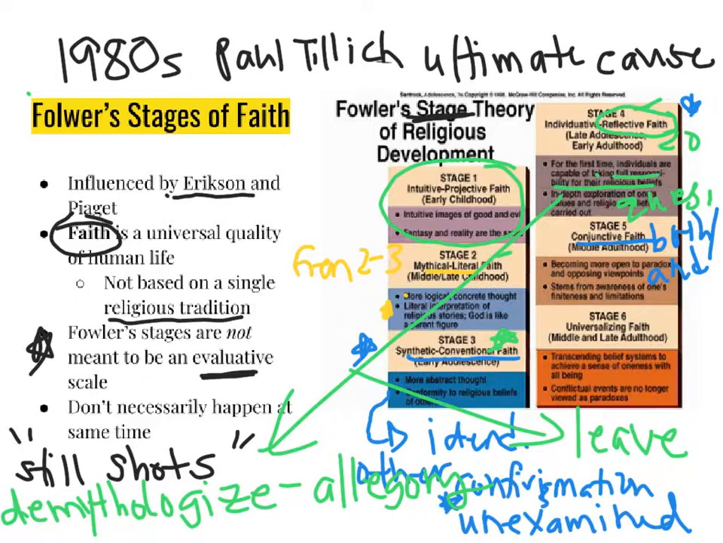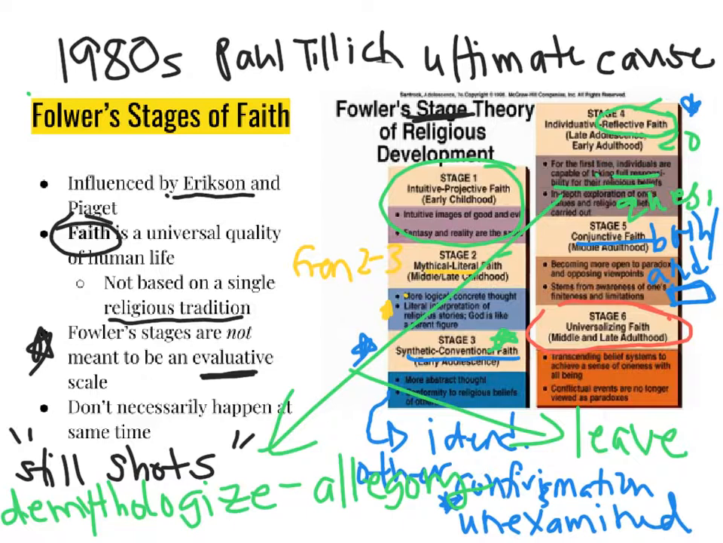And you may return to your original symbols and stories, but you won't put them in a box. You won't necessarily take them literally. And now all of a sudden the stories of the Bible kind of open up for you. And then finally, and again, this isn't evaluative, stage 6, the universalizing faith, typically middle to late adulthood. There's a transcending of belief systems to achieve a sense of openness and oneness with all being. And conflicting events are no longer viewed as paradoxes.